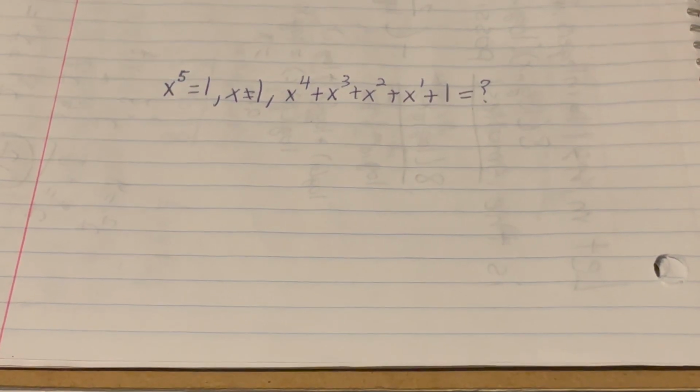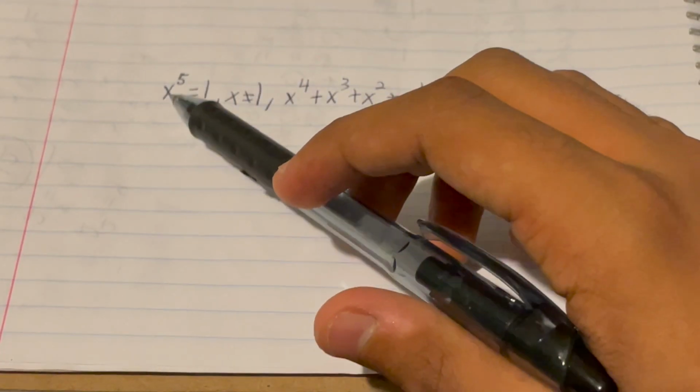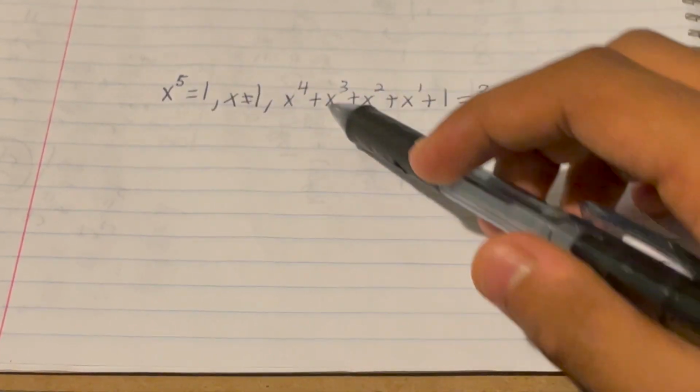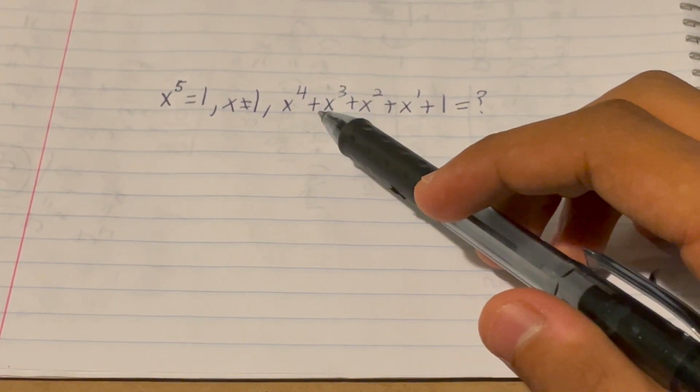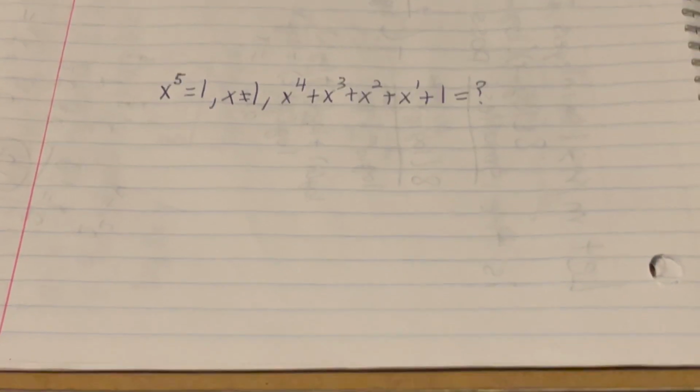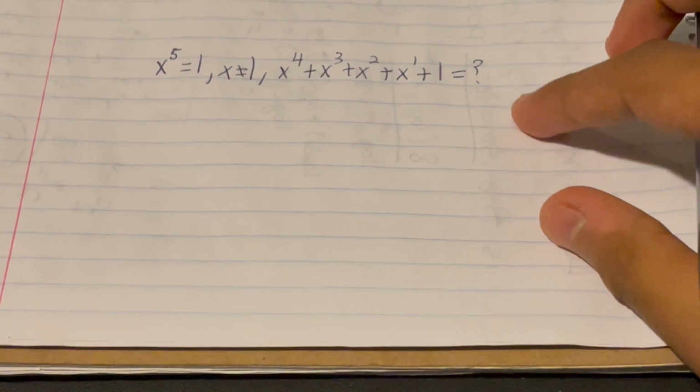In this episode of Single Variable Madness, we have x to the fifth equaling 1, and x does not equal 1 in this equation, and we want to find x to the fourth plus x cubed plus x squared plus x to the first plus 1. So, how do we start with this?